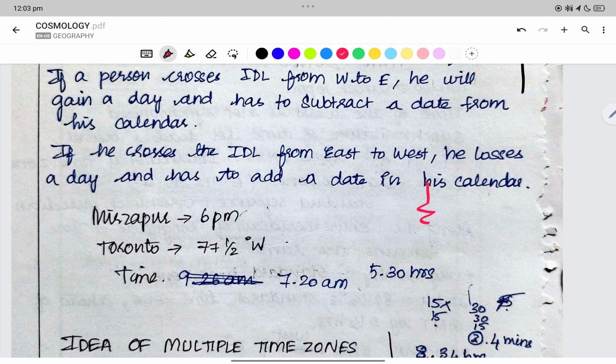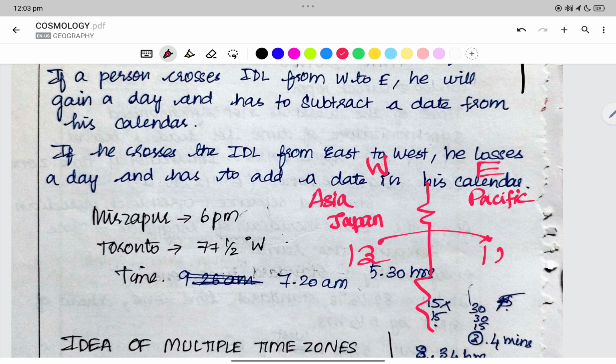No, it's wrong. The international date line is in the Pacific, right? So the international date zone is different. This is the Pacific, then this is Asia, this is Japan. For the international date line, this is west and this is east. So Japan is in the west. Now from west to east he is going, means the sun rises in Japan first. So if it is 13th in Japan, here in the Pacific it is 12th. So he gains a day, therefore one needs to be subtracted. From the Pacific to Japan, if he is coming, means he lost a day, therefore one needs to be added, right?